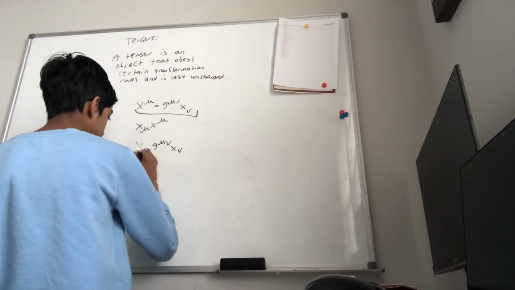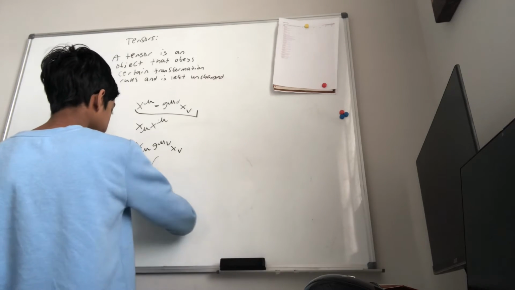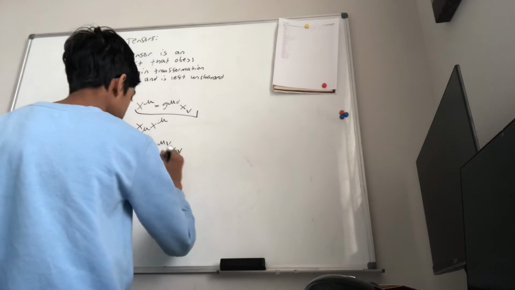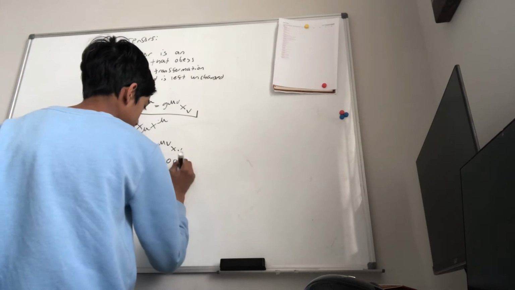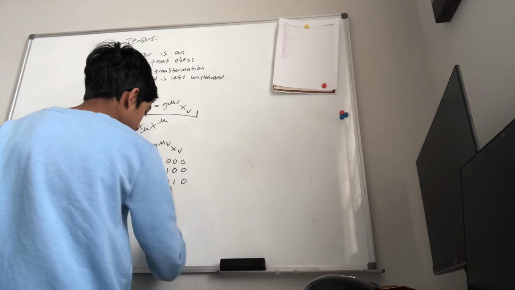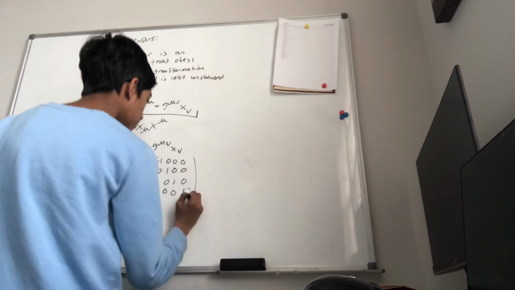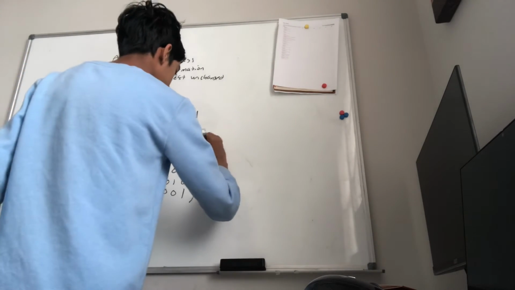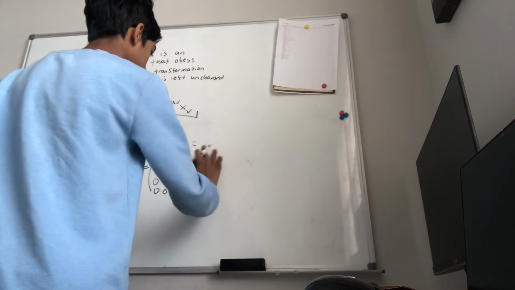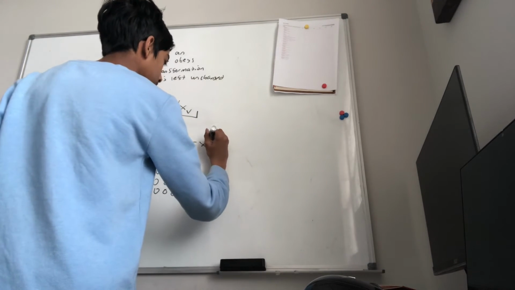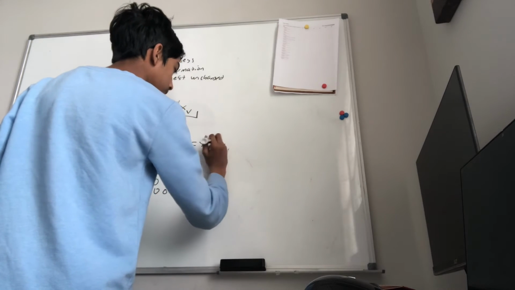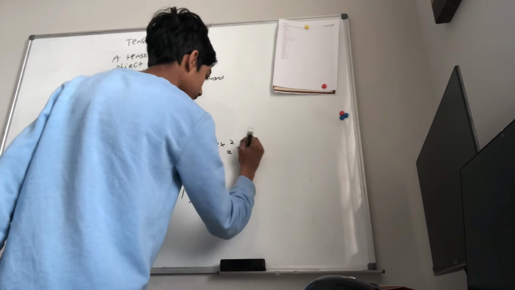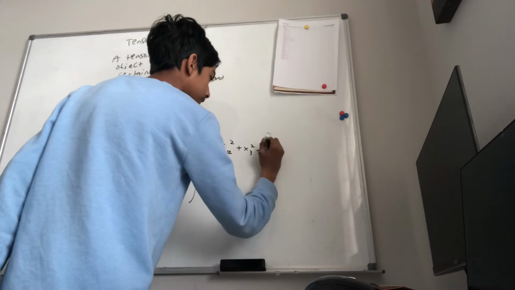So g mu nu, with upper indices, is equal to, and we're going to be using the minus plus plus plus convention, minus 1 0 0 0, 0 1 0 0, 0 0 1 0, 0 0 0 1. So all of the time components, x0, this just leads to x1 squared plus x2 squared plus x3 squared minus x0 squared.